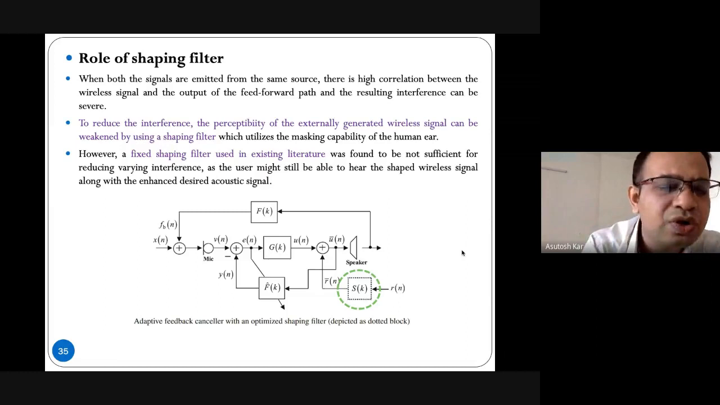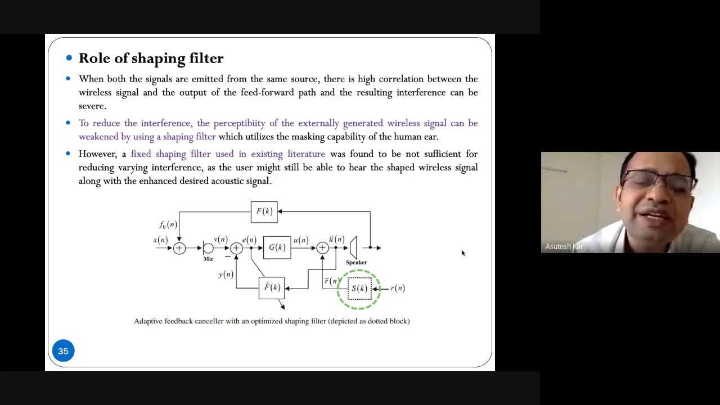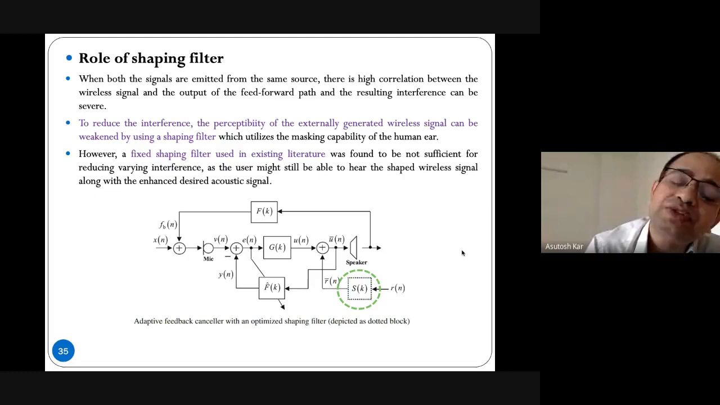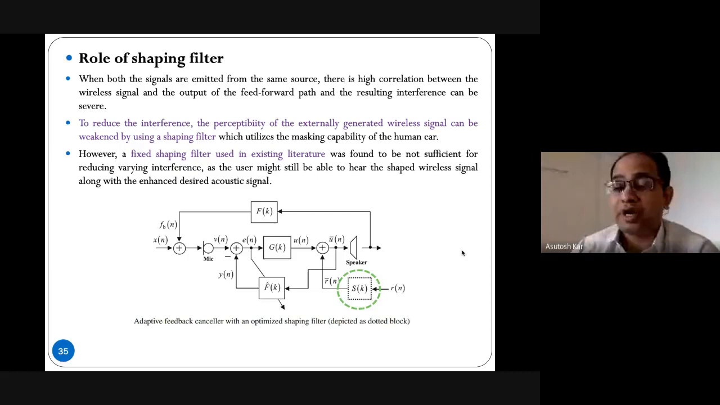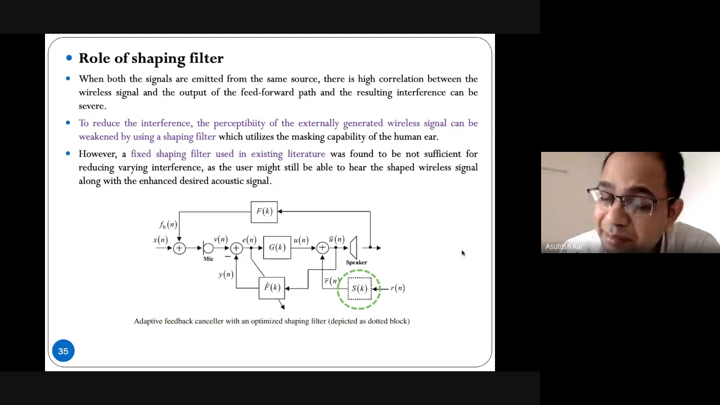Got my point? Next, when there is a delay, in that case also I don't want to hear the delayed signal XN. I want to hear the wireless signal RN. In that case also SK will be an all-pole filter or can be 1, and GK will be 0. I will not hear XN. Case number three is very important. Let's say I am hearing the TV, but at the same time somebody is calling and telling me something, because hearing aids are designed to receive the near-end signal.